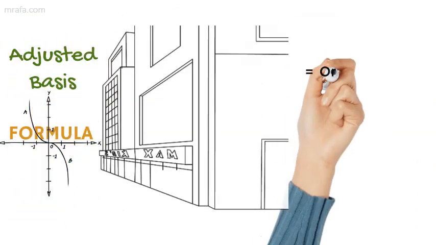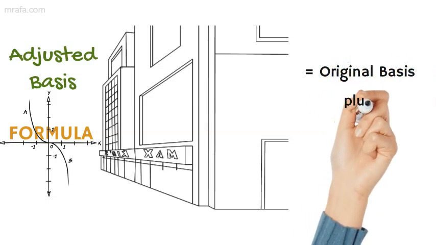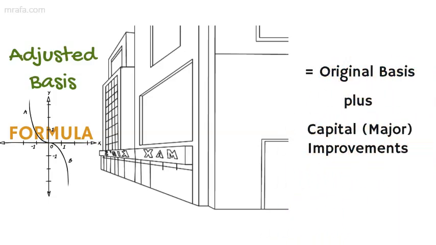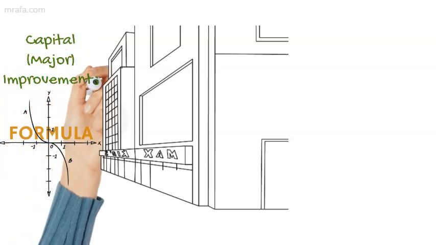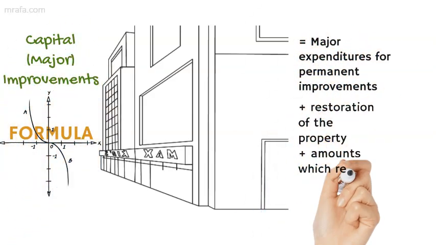And then to calculate the gain, you also need to calculate first the adjusted basis of that property. And we still follow the same formula, the capital asset formula of the adjusted basis, which is original basis plus capital or major improvements. These are the major expenditures for your permanent improvements.